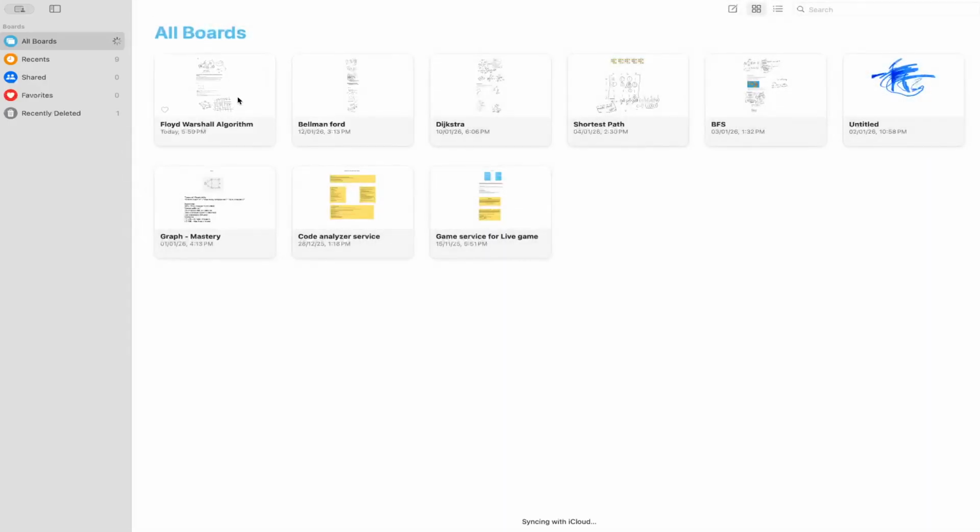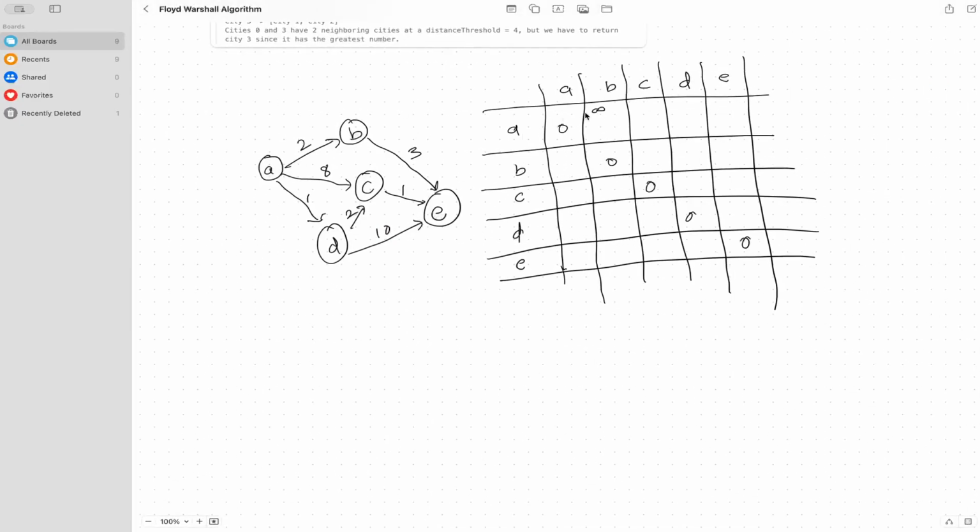So for example, A to B is infinite. Same way A to C right now is infinite. Same way A to D right now is infinite. Likewise, we can fill the entire matrix. But now, in the first iteration, what we can do is fill in where we have the direct edges.